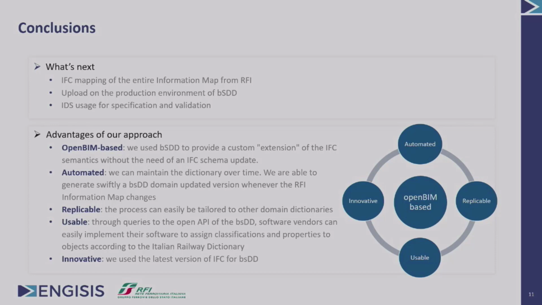It's replicable because it can be used and tailored to other domains. It's also easy to use because, as Aka showed, software developers can develop the plugin. As Leon said, a lot of software houses are doing this, and they can just link it to the RFI dictionary. So that's easy to use in contracts in the future. And it's innovative, of course, because we've been using the IFC 4.3 version.